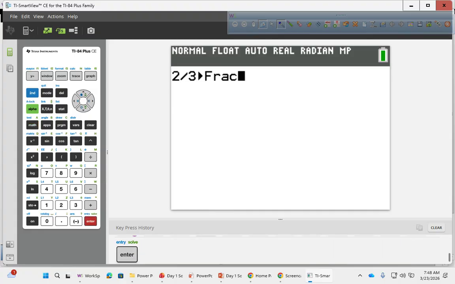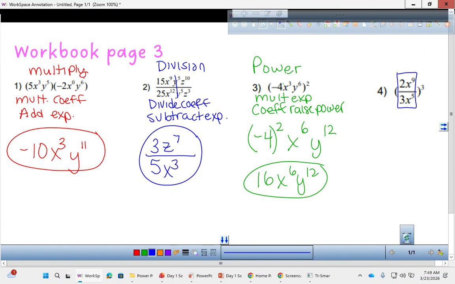Math, enter, enter is still just 2 divided by 3, so I'm not going to change that part. Subtract exponents. 9 minus 5 is 4, so I'm going to have an x to the 4th. Would it be on the top or the bottom? Top. All right, so that takes care of the division.